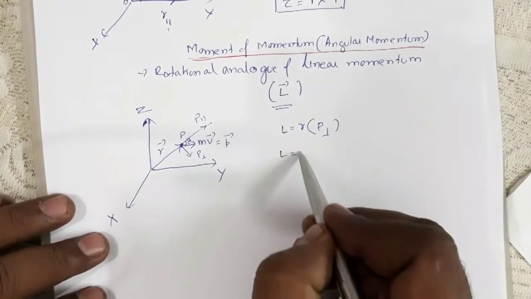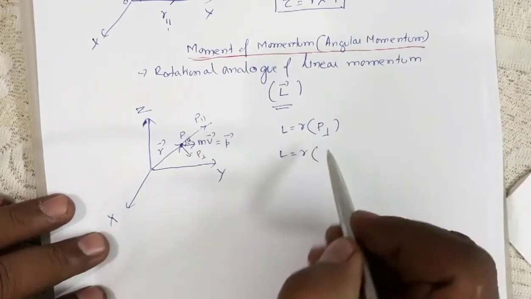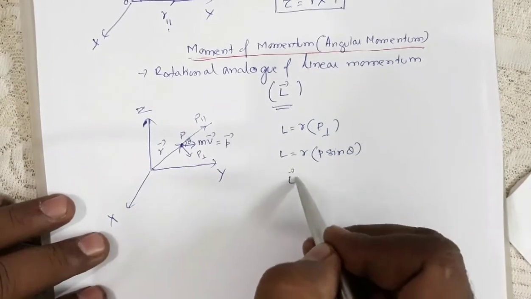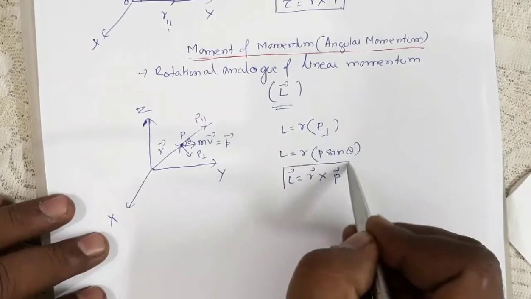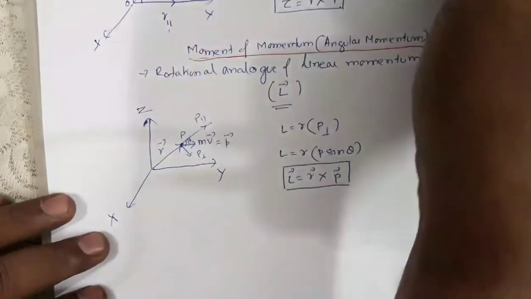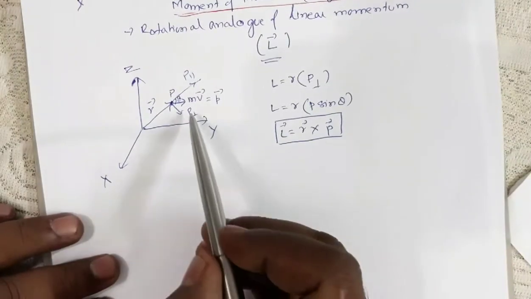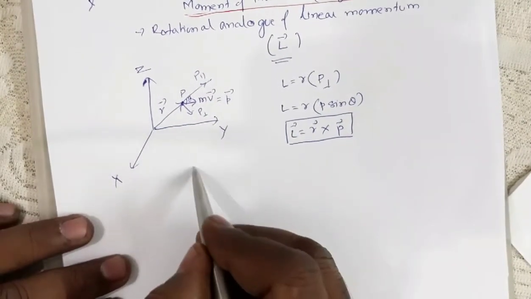So L is equal to R into, if this is P, this is theta, this will be P cos theta, this is P sin theta. So R into P sin theta. So L is equal to R cross P. This is one way of expressing the angular momentum. Now, see, in this case, I took the component of P. I can also take the component of R.